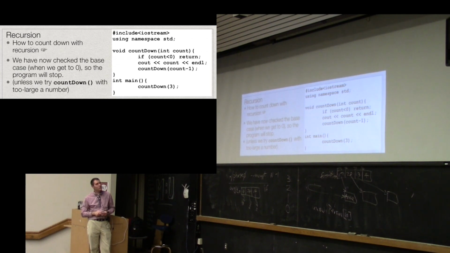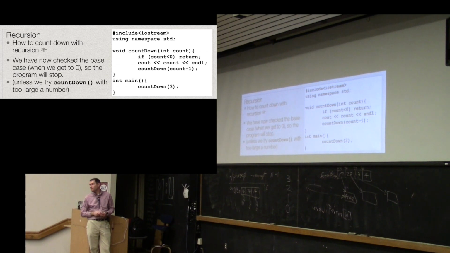Okay? You could have waited. You could have made it if count is greater than or equal to 0, do this, and then return would happen down here. But it doesn't really matter. In this case, we're done with the function if we hit the base case. Then we print out the number, and then we call countdown with 1 less than what we started with.